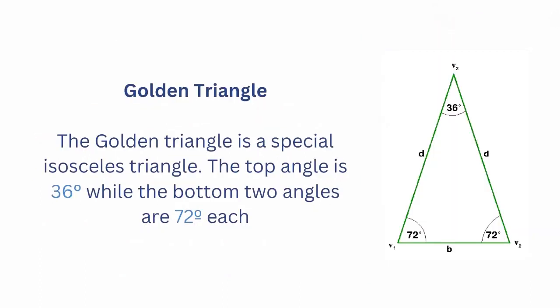Golden triangle. The golden triangle is a special isosceles triangle. The top angle is 36 degrees while the bottom two angles are 72 degrees each.